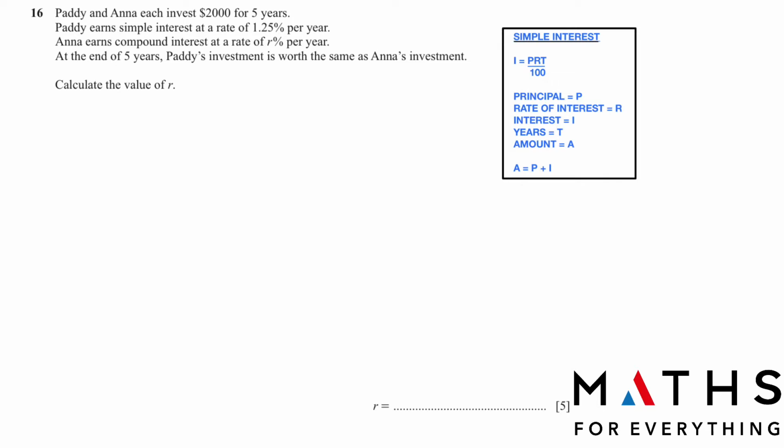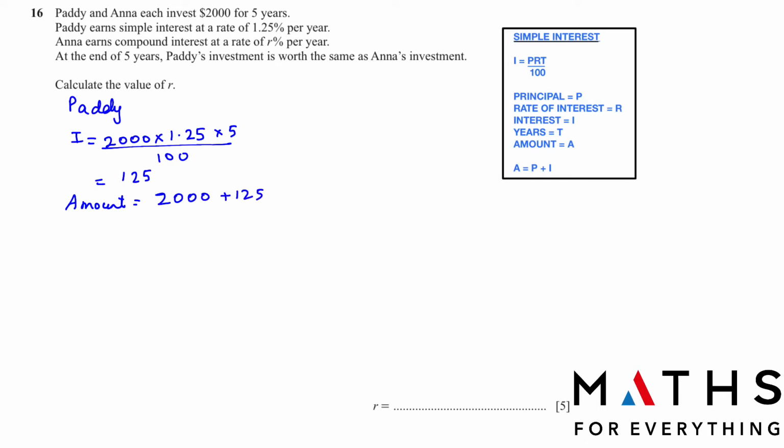So first, let's find the interest of Paddy. Interest is equal to principal, which is 2000, multiplied by the rate, which is 1.25, times time, which is 5, divided by 100. We will get 125. That is the interest. To find the amount, we add to 2000 our interest. So it is 2125. This is the same amount Anna will get, right?